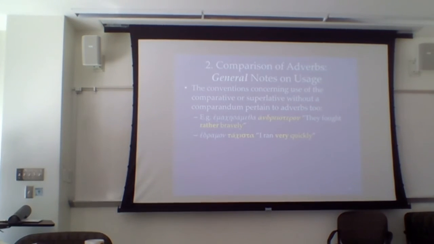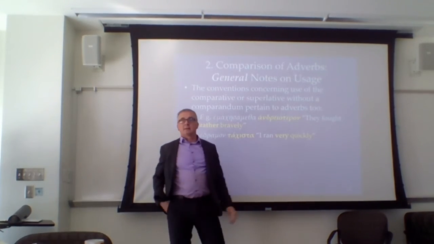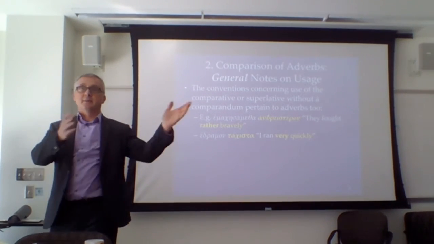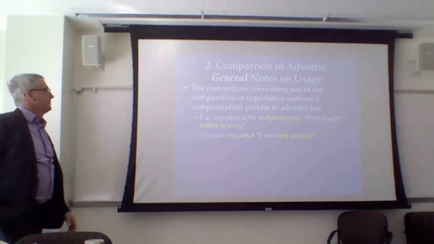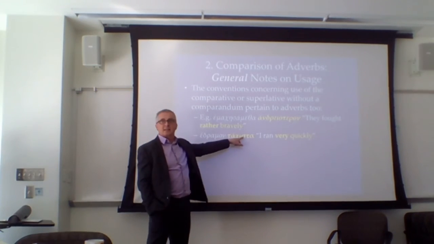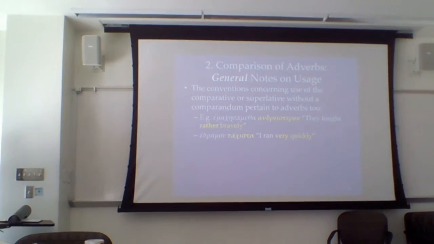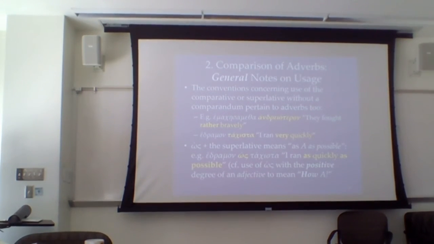So this is an example I was talking about. They fought rather bravely. If you use them without a comparandum, andreioteron, right? The comparison without a comparandum means to some degree, rather, somewhat, right? And we've had edramon, I ran, takhista, neuter plural, most quickly. And you've had that rule already. But notice that hos plus the superlative degree of the adverb means as quickly as possible, as adverbly as possible.